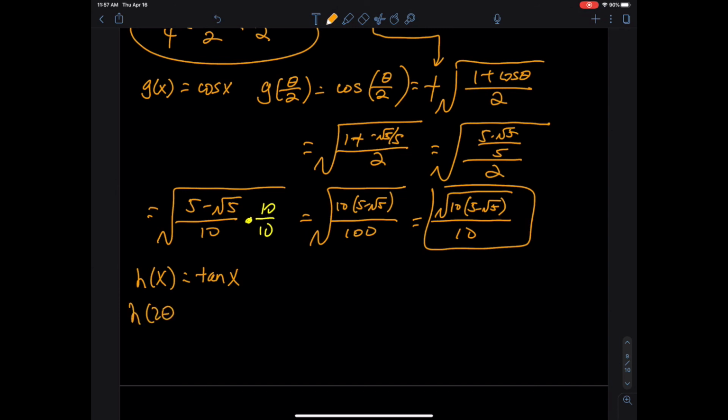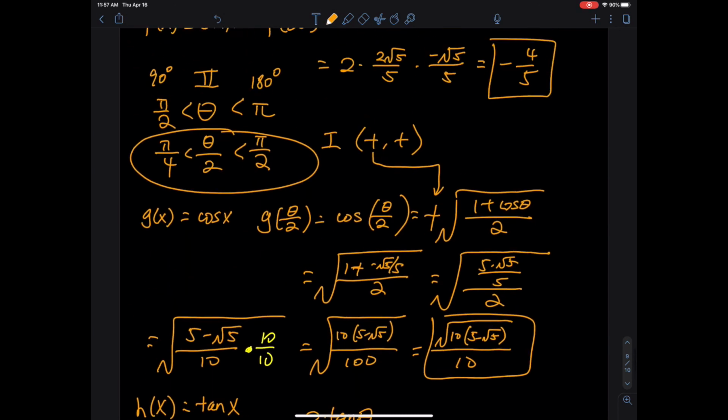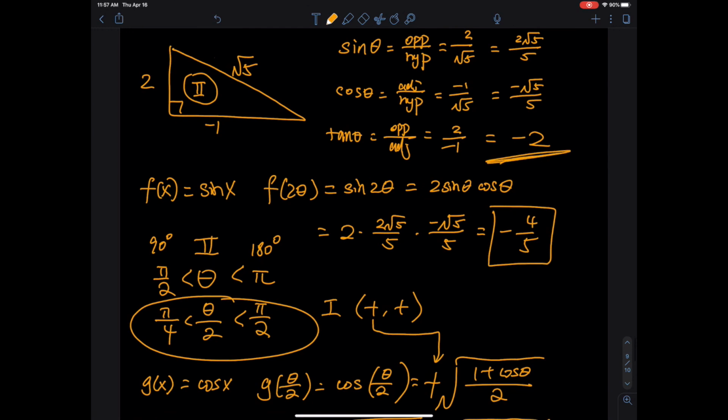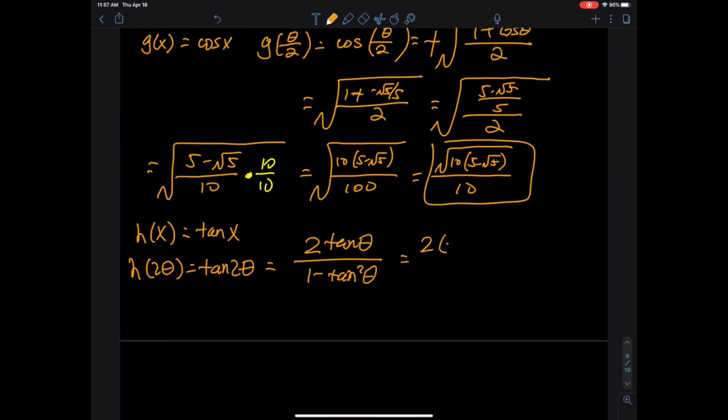h of 2 theta is equal to tangent 2 theta, that is 2 times tangent theta divided by 1 minus tangent squared of theta. You plug in the theta. Where is the tangent? The tangent is right here. You plug in the negative 2. So this is 2 times negative 2, and then 1 minus negative 2 squared. So you have negative 4 divided by negative 3. So that is 4 over 3.